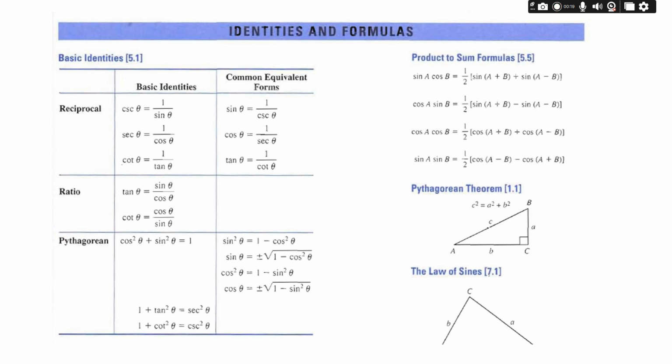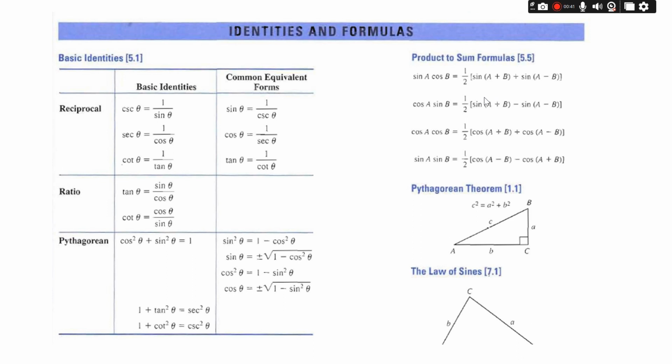On the left-hand side, we have our basic identities. We started doing this in chapter 5.1, and we added to them as well, right? Especially the Pythagorean theorem kind of expanded that form right over there. What we want to do today is 5.5. So we're going to do something called the product of sum formulas.